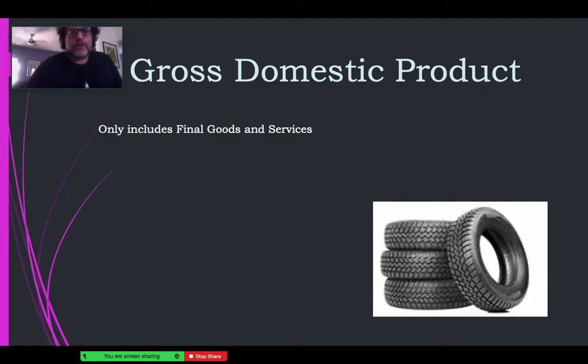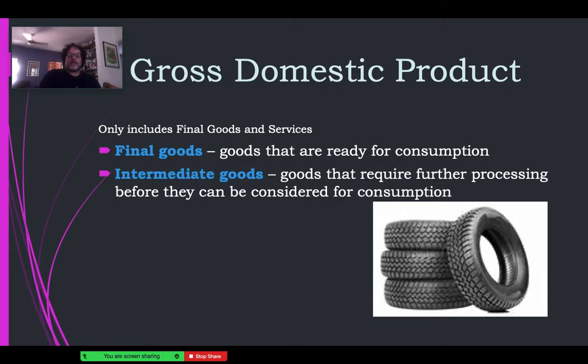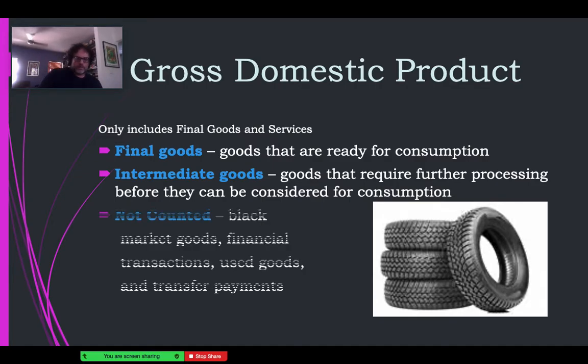All right, so we only include final goods and services. Final goods are goods that are ready for consumption, ready for final sale. Intermediate goods are goods that require further processing before they can be considered for consumption. So I put a picture of tires right there, right? If I'm Ford and I buy tires from Goodyear, I'm going to put those on my car. Those tires are an intermediate good, right? They're not going to be ready for consumption until they're on that car. So we don't count the tires, but we do count the car.